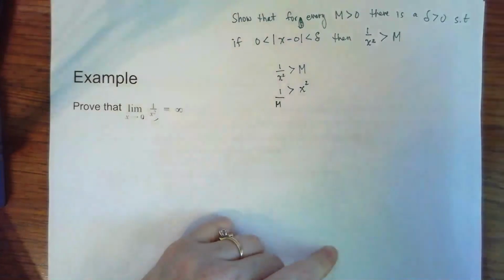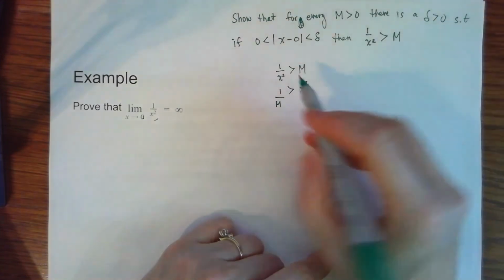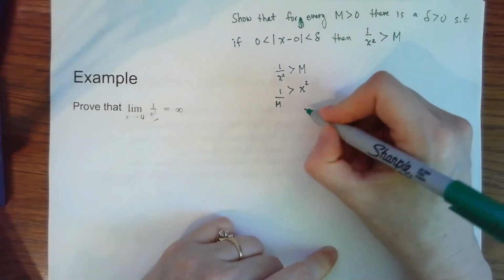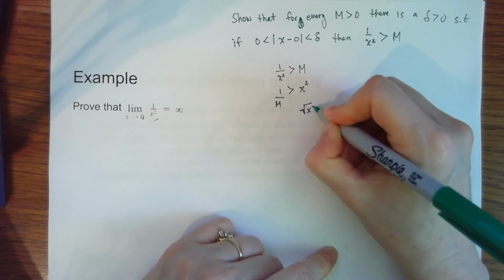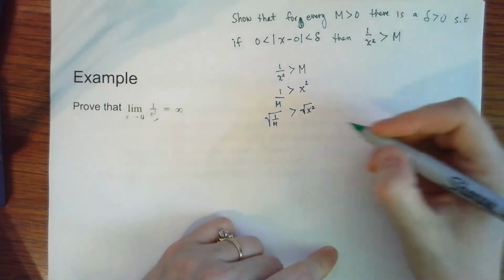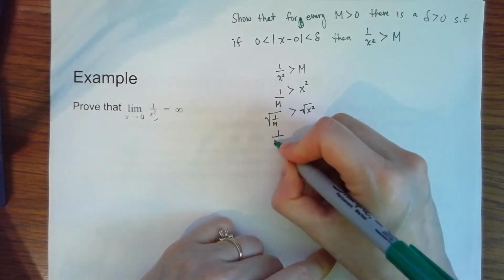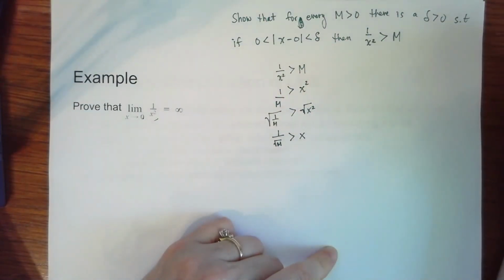Okay, everything is positive. I don't need to change the direction of that at all, so I have 1 over m is greater than x squared. Now I just want x by itself, so if I take the square root of both sides, the square root of x squared would be less than the square root of 1 over m. And so 1 over the square root of m would be greater than x.